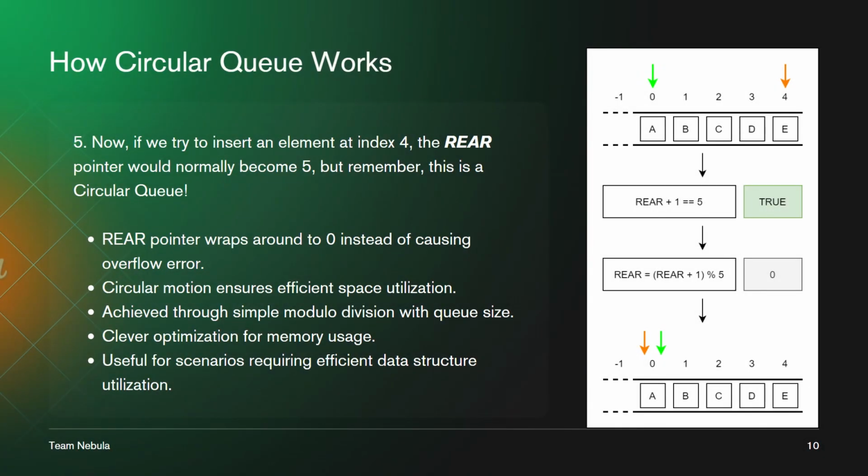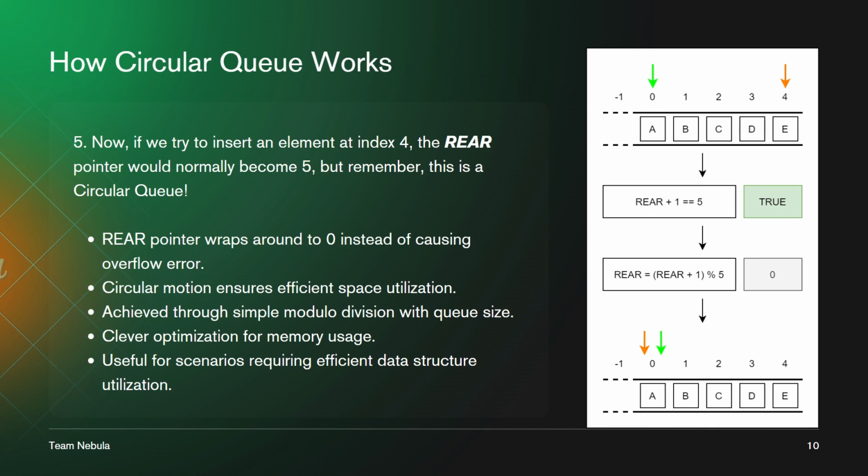Now, if we try to insert an element at index 4, the rear pointer would normally become 5. But remember, this is a circular queue. Instead of causing an overflow error, the rear pointer wraps around and becomes 0.